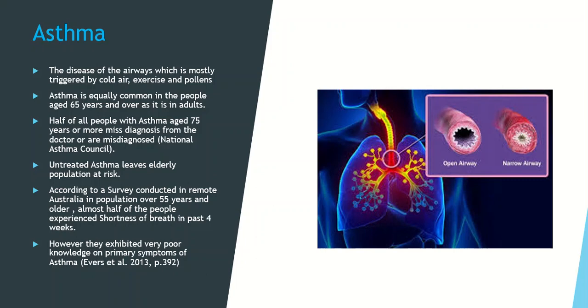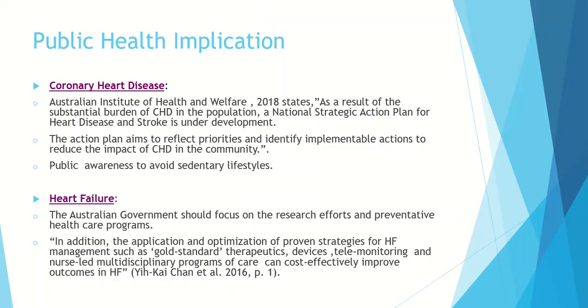According to a survey conducted in remote Australia, among people 55 years or older, almost half of the population experienced shortness of breath. However, they were not aware of the primary symptoms of asthma, which kept the population at higher risk of having untreated asthma.